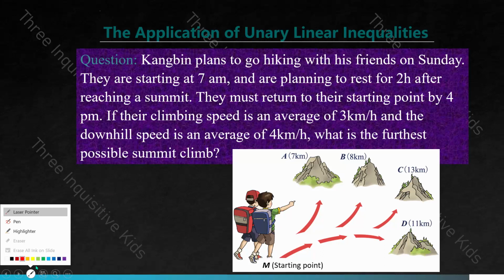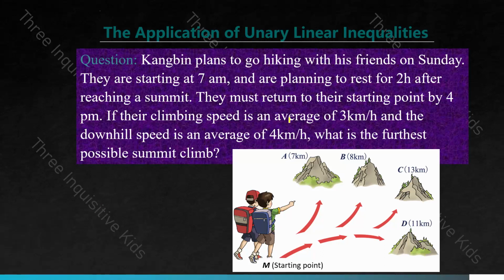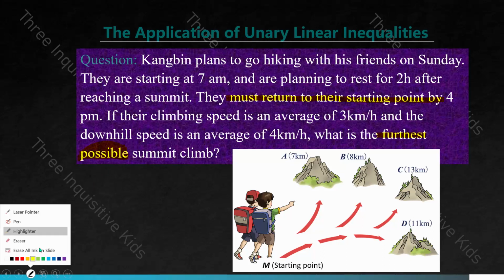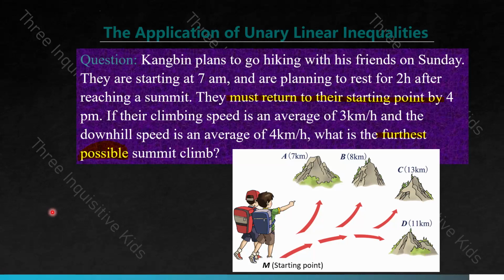Well, let's highlight some words that could help us determine the quantitative relationship. They are starting at 7 a.m. and are planning to rest for 2 hours after reaching a summit. Okay. They must return to their starting point by 4 p.m., which means no later than 4 p.m. And the furthest possible, which means not exceeding, but the furthest possible summit climb. So these are 2 phrases that tell us the gist of what symbols to use.